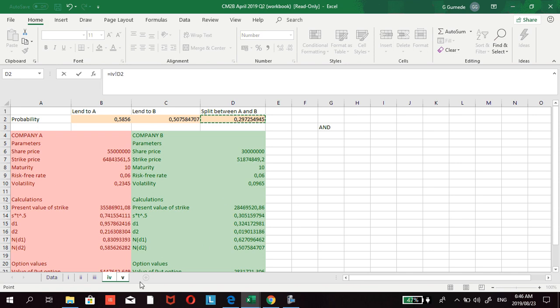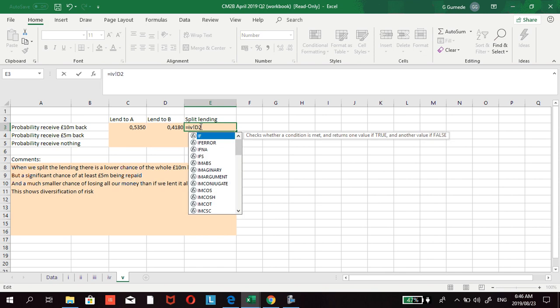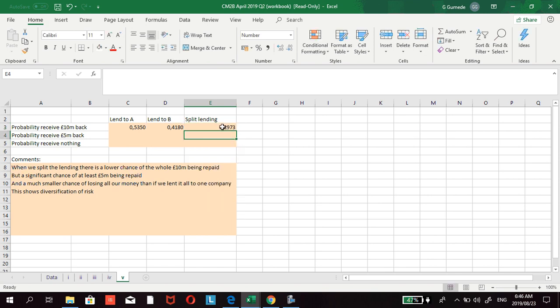So I'm picking up this value here, and I picked this in tab IV. So I'm going to put that there. Okay. Now, this was the probability that they received the 10 million back. Now the probability that they receive the 5 million back. Now you've got to be a little bit careful here, because remember, they are willing to lend at 10 million.